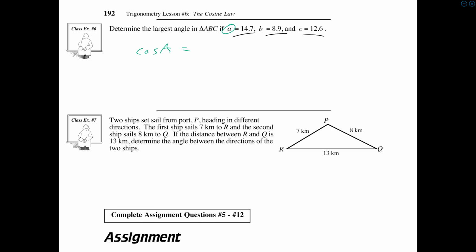Now let's try to think about how this goes. First of all, it's the other two sides squared. So b squared plus c squared minus a squared over, what's going to be the bottom? 2BC. Brilliant.